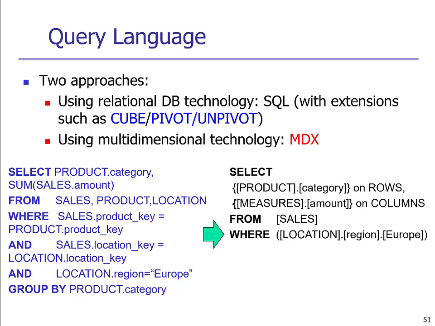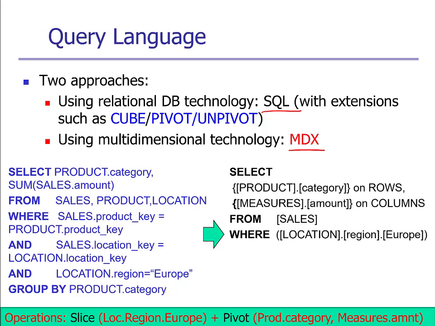Basically, because we have two different approaches, using a relational database and a multi-dimensional technology respectively, we have two different query languages. One is SQL for relational database, and one is MDX for multi-dimensional technology. Okay, and for SQL we may need some extensions such as cube, pivot, or unpivot. These kinds of extensions or operations are supported by many database systems nowadays, rather than several decades before.